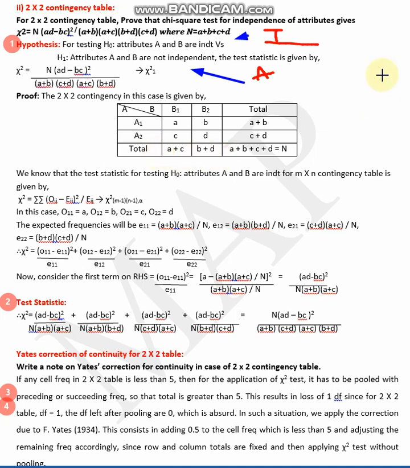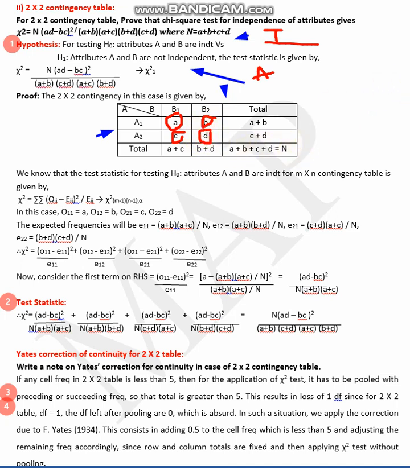See, A is divided into two groups, B is divided into two groups. So what is this A? A is nothing but my observed value, meaning how many males are there who are representing high empathy. And what is this C? C represents the females having high empathy. And what is this B? B is nothing but the males having low empathy, whereas D is nothing but my females having low empathy.